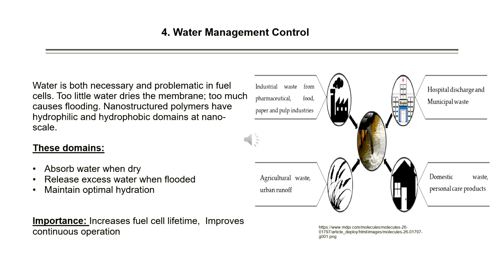And the fourth application is water management control. Water is both necessary and problematic in fuel cells. If it is too little, it will dry the membrane, and if it is too much, it will cause flooding. So nanostructured polymers have hydrophilic and hydrophobic domains at the nanoscale. What will these domains do? They will absorb water when it is dry, and they will release excess water when it is flooded. So this will maintain optimal hydration in the membrane. What is the importance of nanostructured polymers here? This increases the fuel cell lifetime and improves continuous operation.